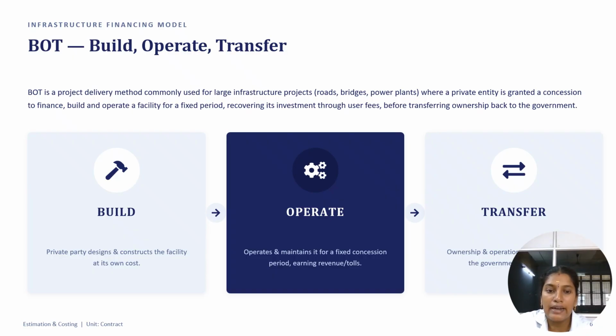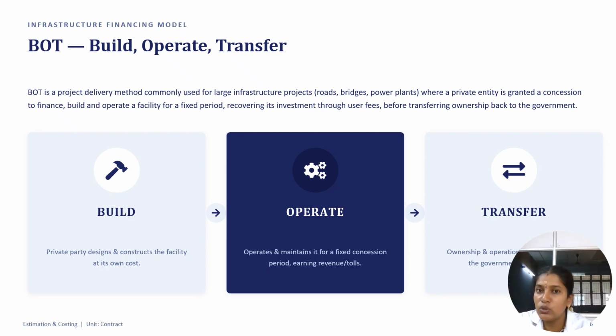So private agencies, consultancies, construction companies construct with their own money, their own contract, the structure, whatever it may be. After that they operate and maintain it for some fixed period, and they earn the profit, revenue, tolls, everything only for that particular company. After that period, they return it to the governmental authority. Operation everything will be handed over to the governmental authority.